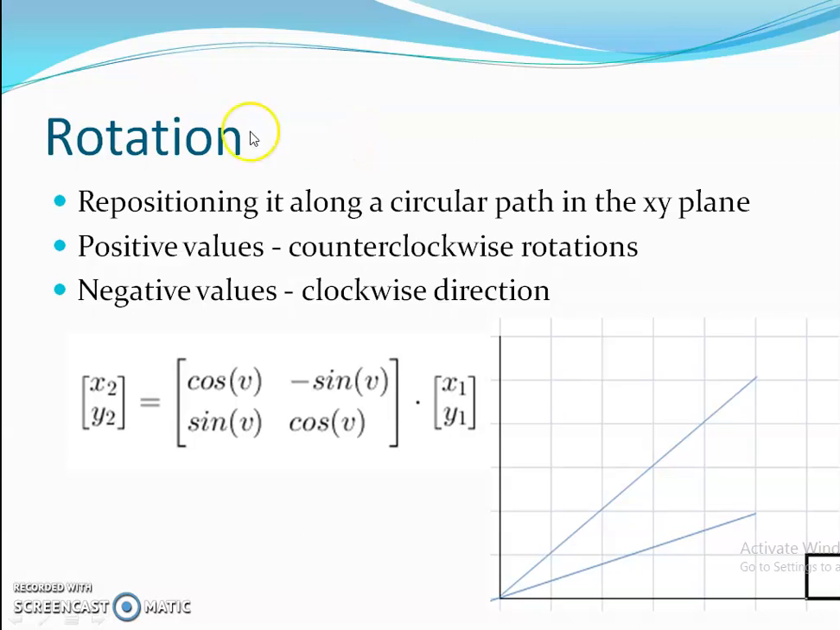Now we will see rotation. It is used for repositioning along a circular path. Whenever we want to reposition along a circular path, we can use rotation. Based on the angle, the object is repositioned. If the object is at this angle and I want to reposition it, I just change the angle, that's all. When the values are positive, the rotation is counterclockwise. When the values are negative, the direction is clockwise. And we are using this matrix for this.